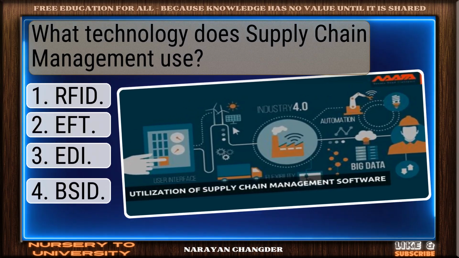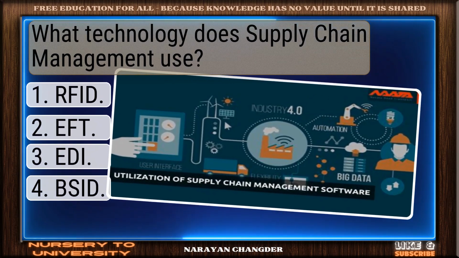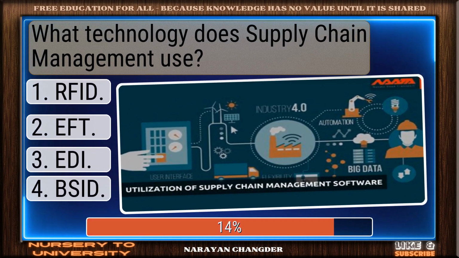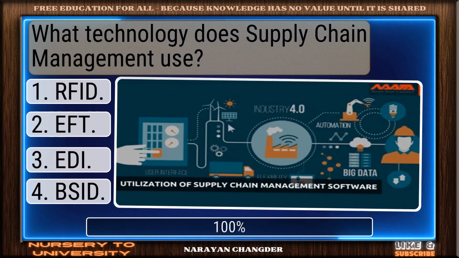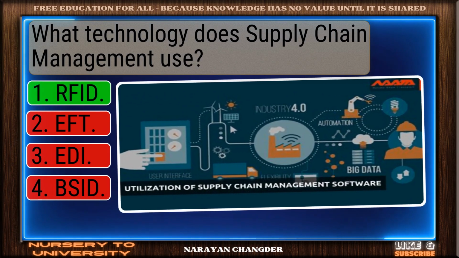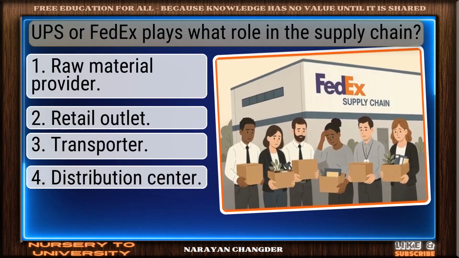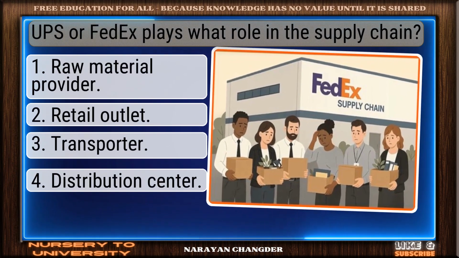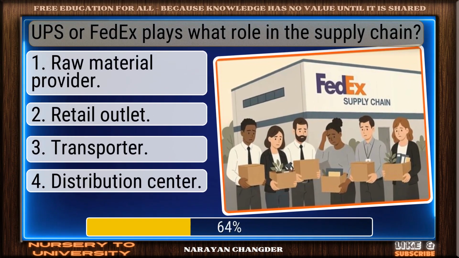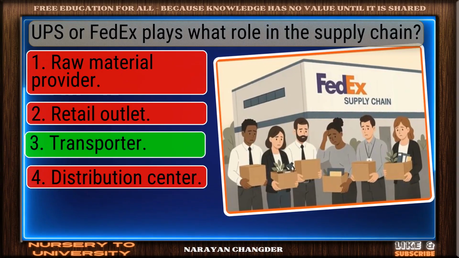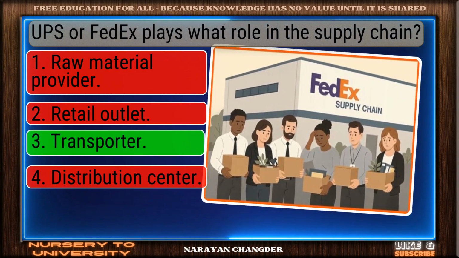What technology does supply chain management use? Nicely done. RFID is a solid answer. UPS or FedEx plays what role in the supply chain? Smart move. Transporter is an accurate answer.